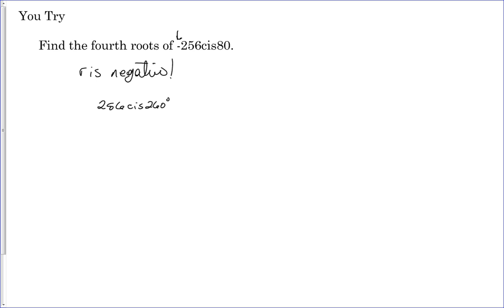And we had to do that because this was negative, so we had to add 180 to this and lose the negative sign. Now the first thing we're going to do is take the fourth root of 256. Well, the fourth root of 256 is 4. So let's go ahead and start setting this up. 1, 2, 3, 4, because we know we're going to have 4 roots. 4 CIS, 4 CIS. All right, we got all of those set up.